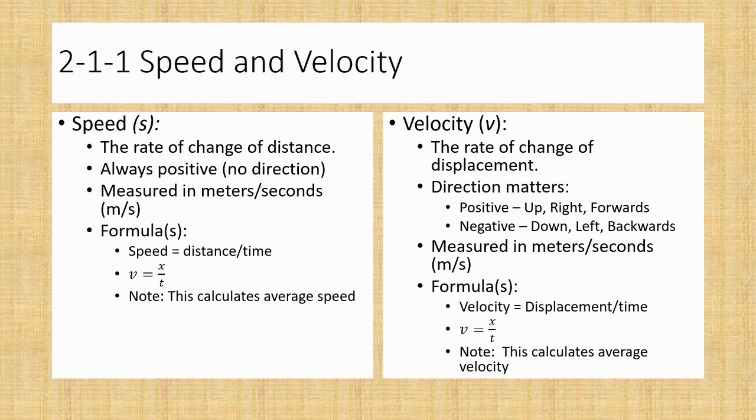Velocity, on the other hand, is very similar. Velocity is the rate of change of the displacement of an object. Now remember, distance and displacement are two different quantities. They do not represent the same thing. Distance is a scalar, representing simply how far you travel. And displacement is a vector, taking a look at how far you are from your starting point.